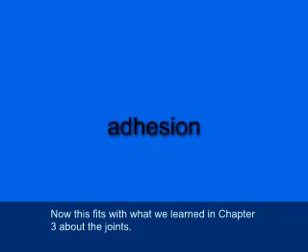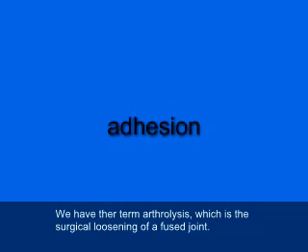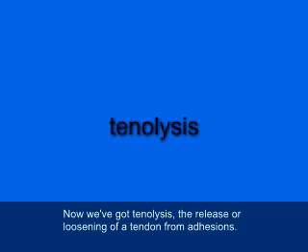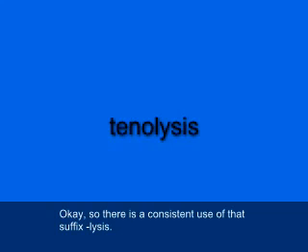Now, this fits with what we learned in chapter 3 about the joints. We had the term arthrolysis, which is a surgical loosening of a fused joint. Now we've got tenolysis, the release or loosening of a tendon from adhesions. Okay, so there's a consistent use of that suffix elysis.